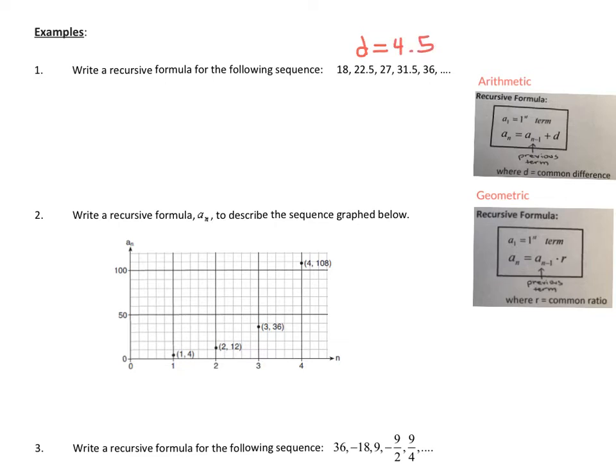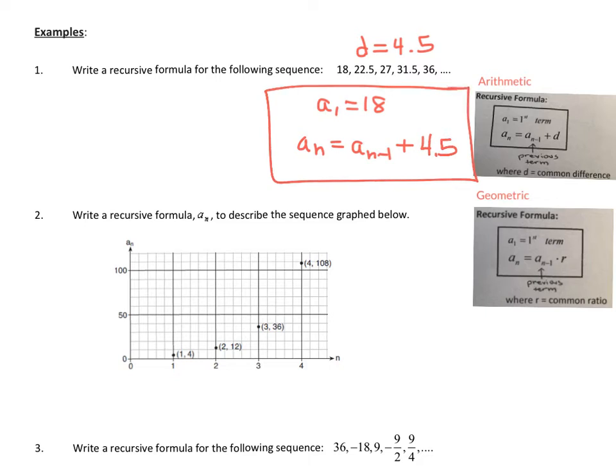So if we look here, we first have to define our first term. We're going to say a sub 1 equals, and in this case, it's 18. So a sub 1 equals 18. Then we need to say a sub n is equal to the previous term, a sub n minus 1, plus whatever we're adding to get from one term to the next. Like we said, we're adding 4.5. And this right here would be your recursive rule. I'm sure some of you remember this from Algebra 1 because you did do this in Algebra 1.